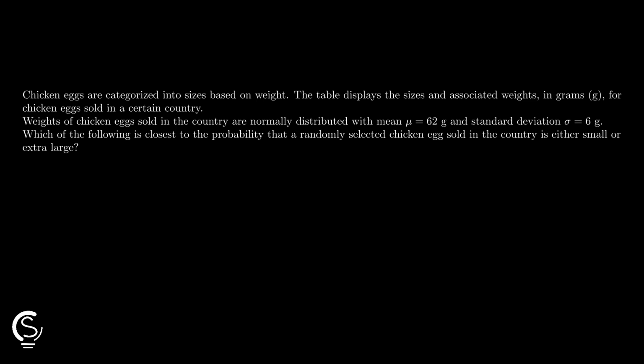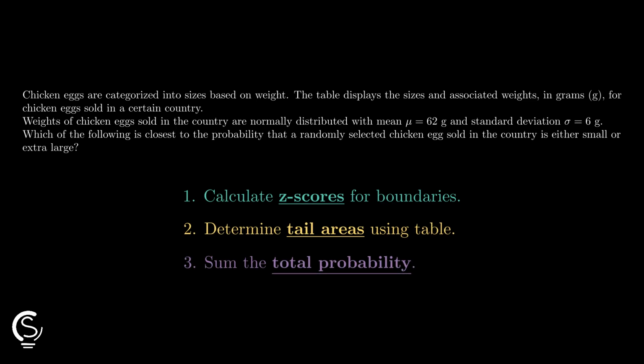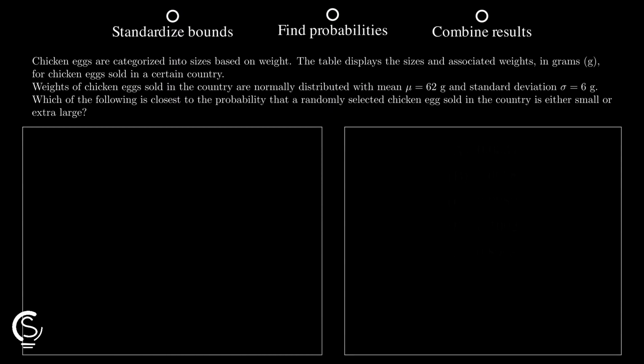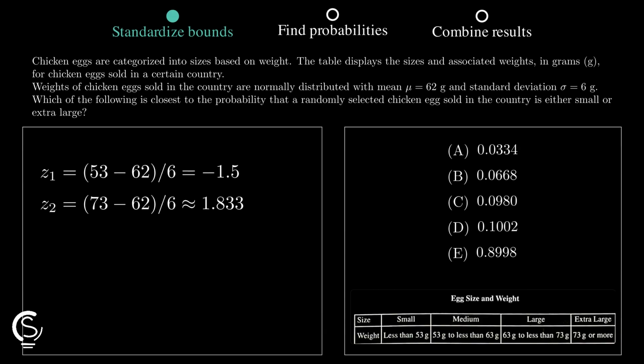Calculating probabilities for normal distributions is super fast when you follow these 3 simple steps to standardize your bounds and find the total area you need. First, we convert the weight boundaries into z-scores using the mean of 62 and standard deviation of 6. This gives us negative 1.5 and positive 1.83.